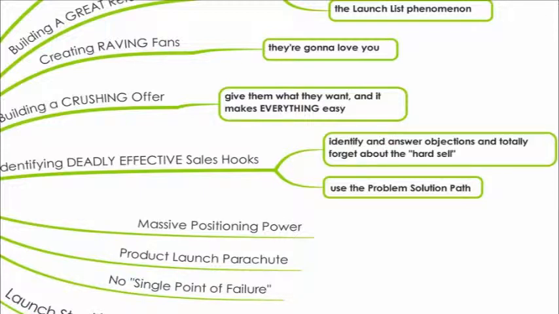If you create an offer that people really, really want, if you can identify what they want and give them what they want, it makes everything else easy. It makes the sales super easy. If you can identify the objections and then answer them, it couldn't be an easier sell. You don't have to be doing some slimy, hard-sell type of thing. You're just identifying what their problems are. You're answering their objections, and then you're offering this great solution. That's what that problem solution path is about.